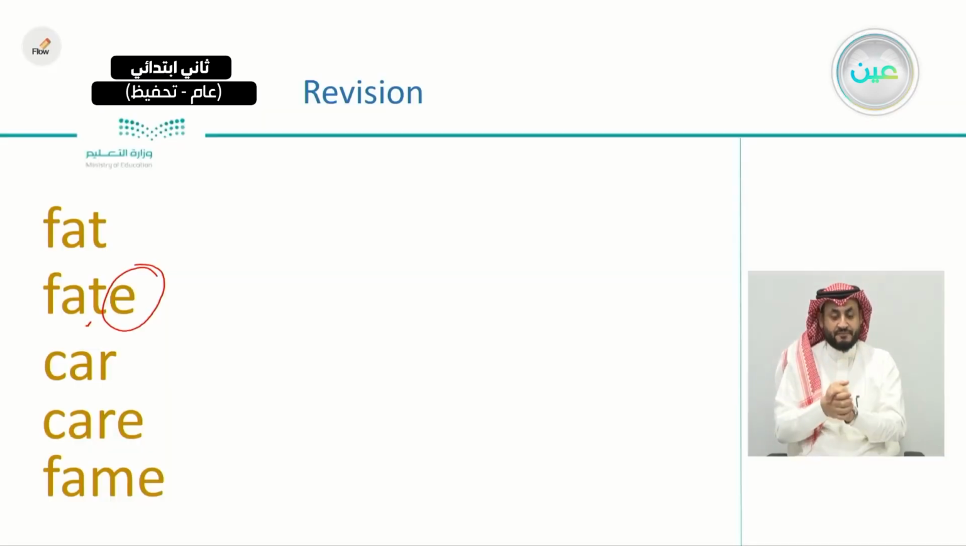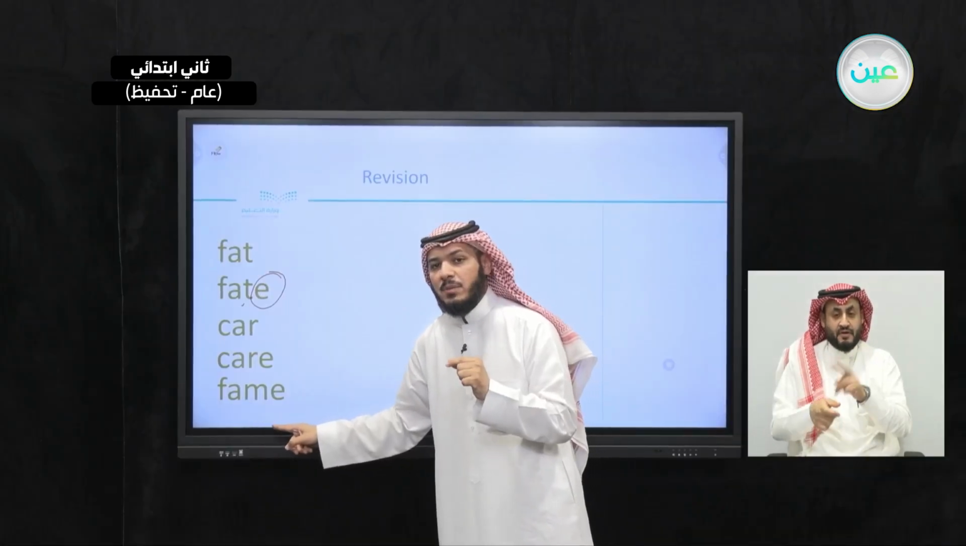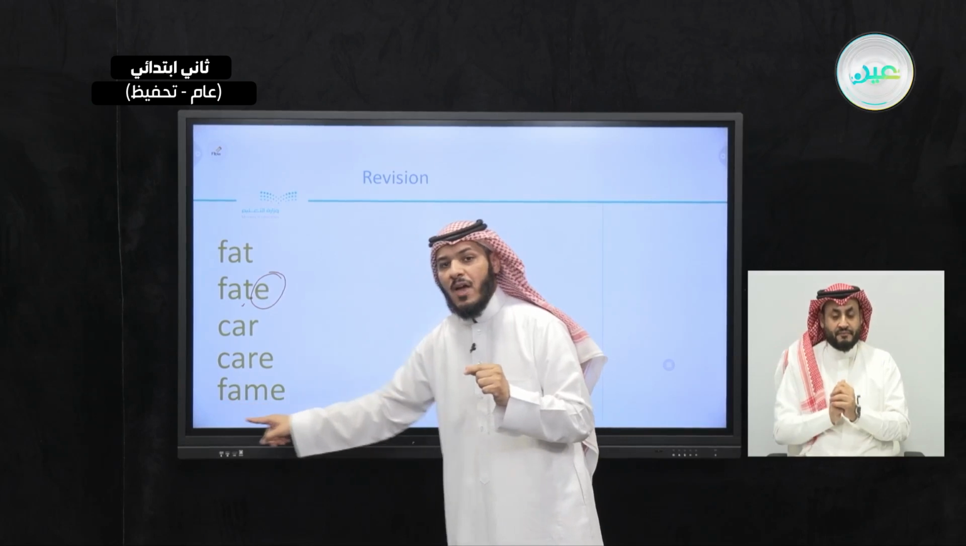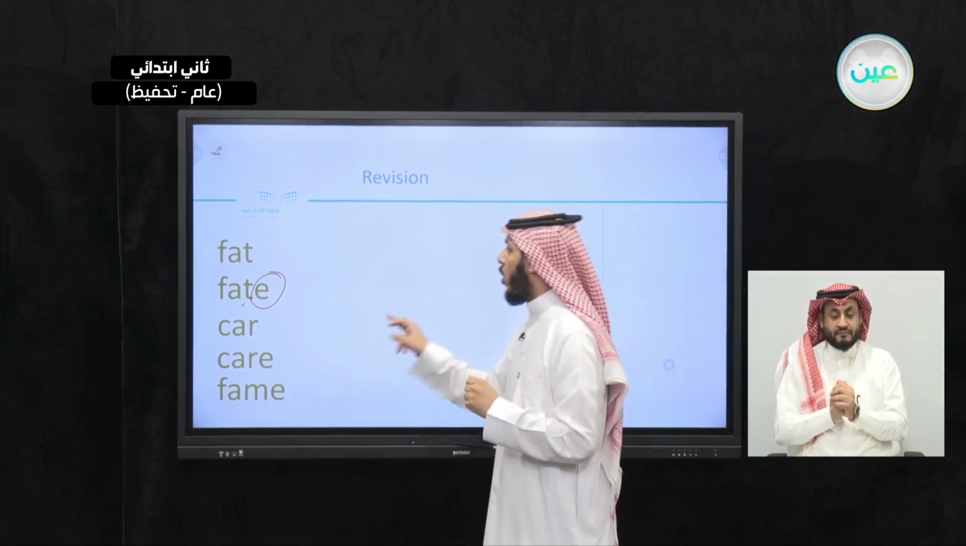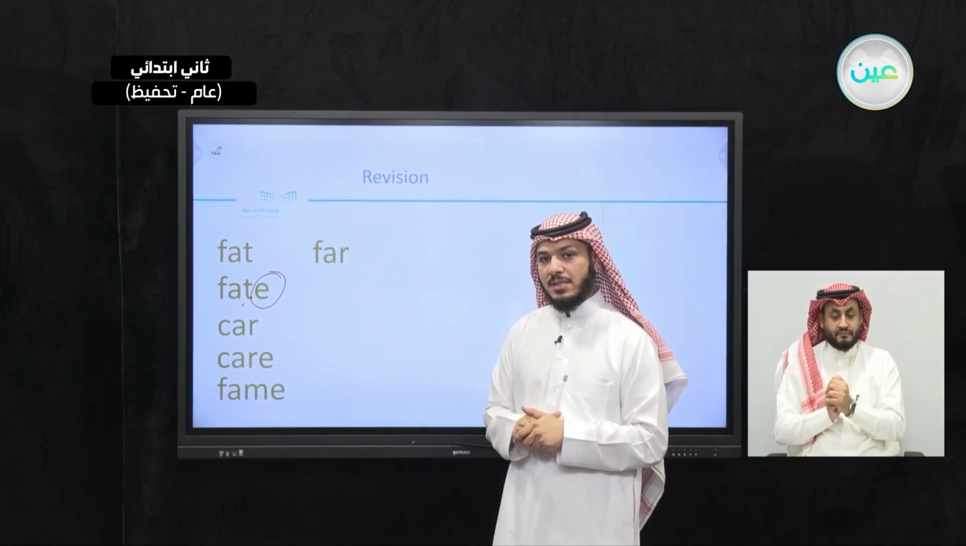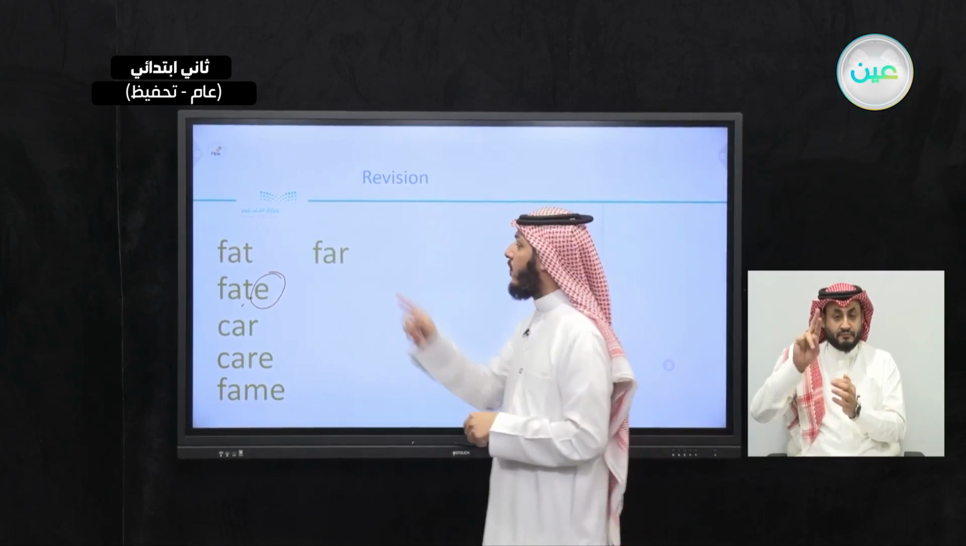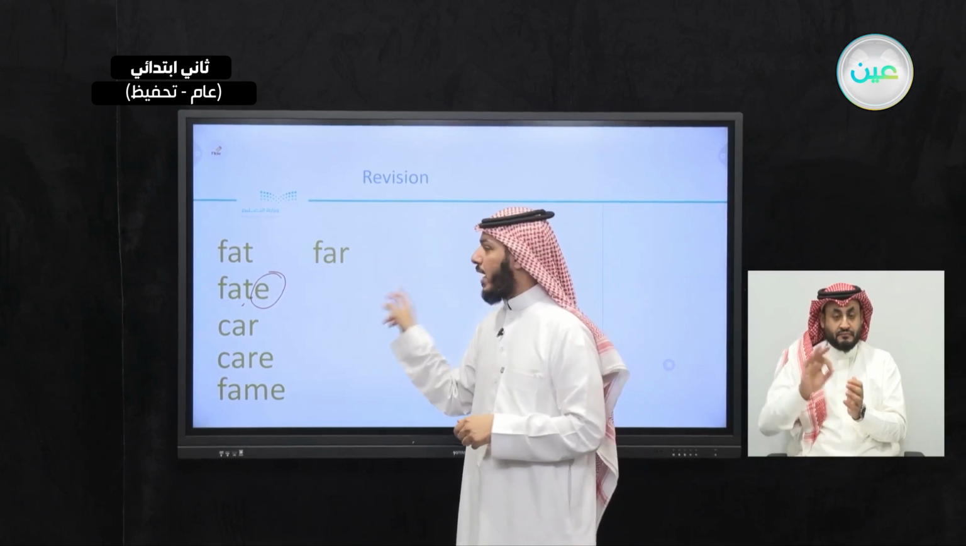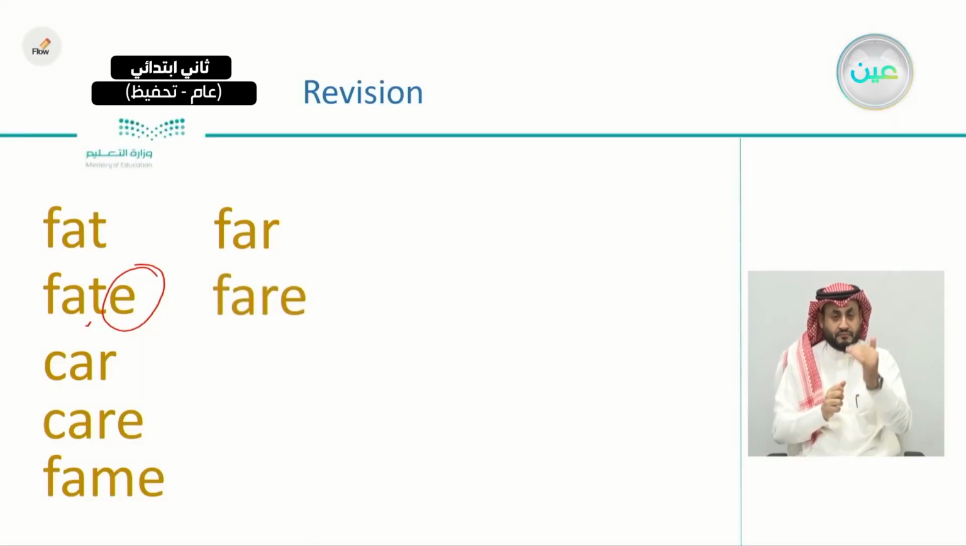Okay, what about this word? Yes, we have A and E, so we pronounce as A. It is fame. Yes, that's right. Bravo. Fame. Excellent. Okay, what about this word? It is far. Yes, that's right. Far. Okay, what about this?